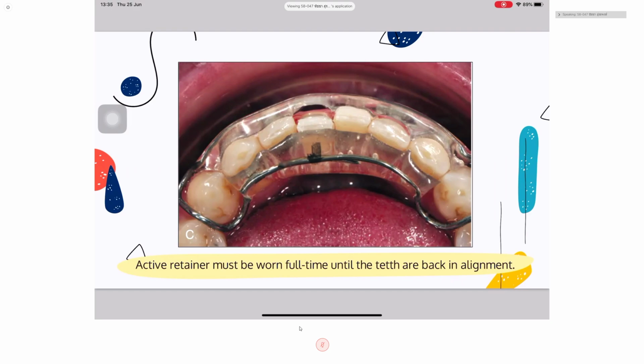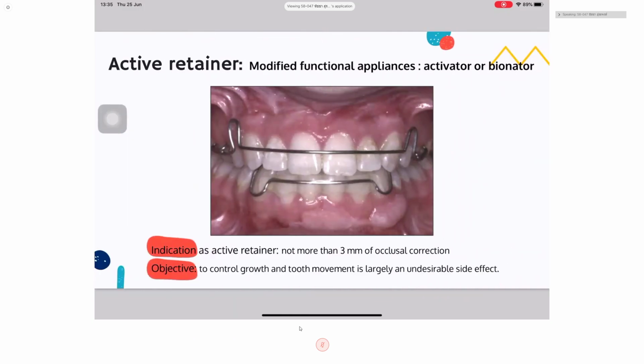And this is the active retainer, as a modified functional appliance, activator, or bionator. It is possible to describe an activator as consisting of maxillary and mandibular retainers joined by an interocclusal box. The description illustrates the potential of a modified functional appliance to simultaneously maintain the position of teeth and the arch while altering, at the least, occlusal relationships.